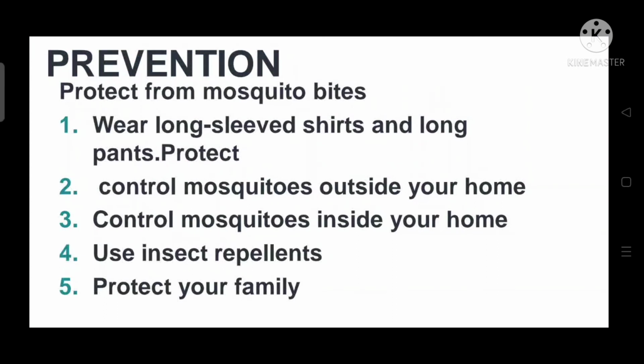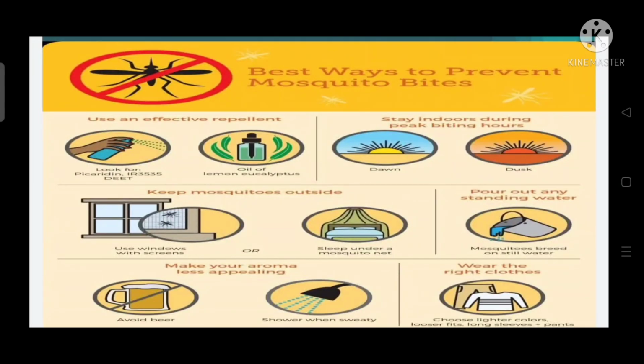Next, we will see about prevention. The first is to protect yourself from mosquito bites. Wear long shirts and long pants, control mosquitoes outside your home and inside your home, use insect repellents, and protect your family, especially babies. This picture represents the best way to prevent mosquito bites in our home.